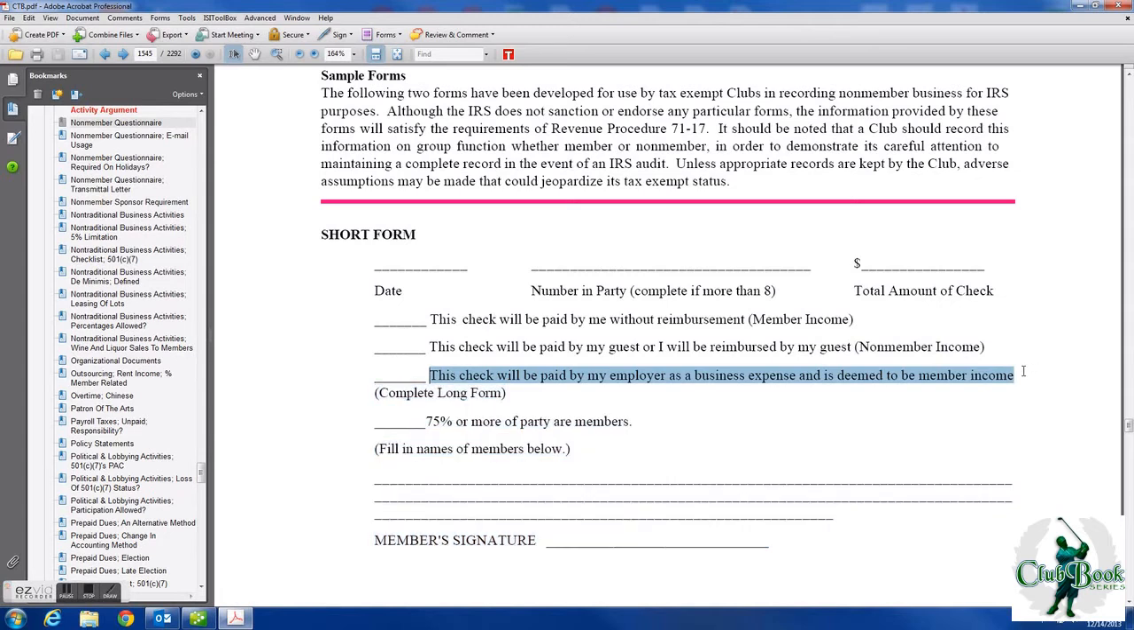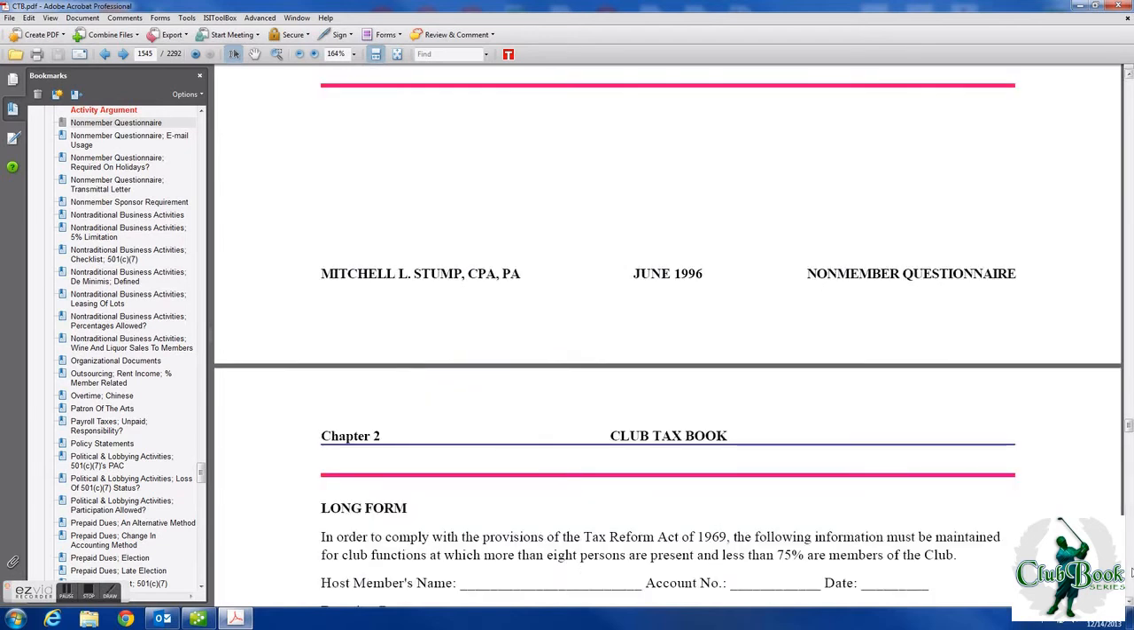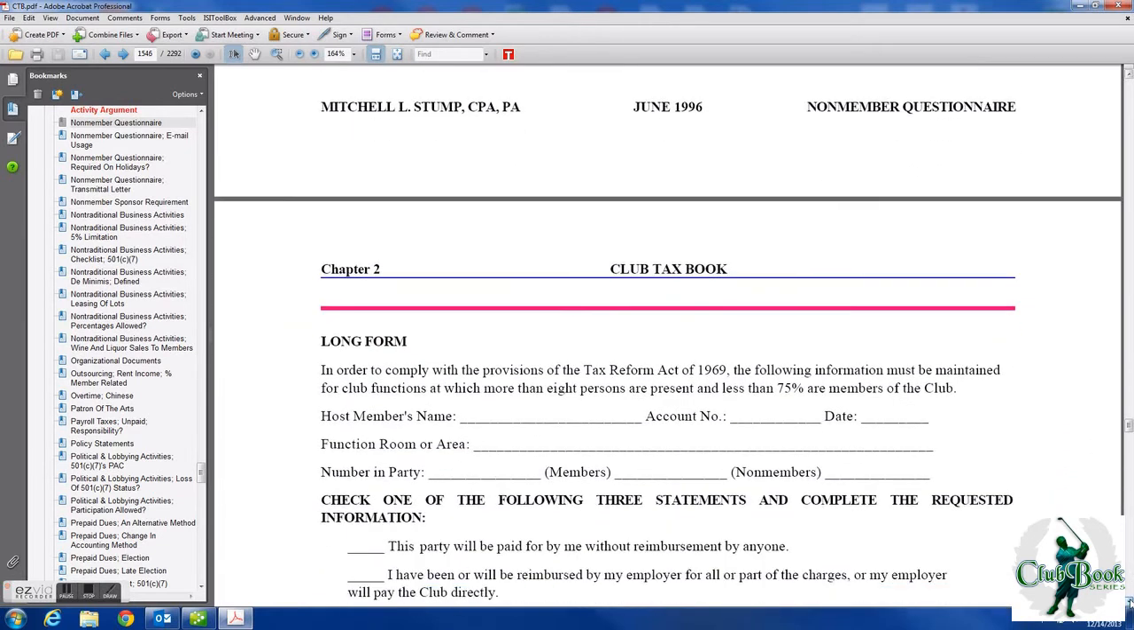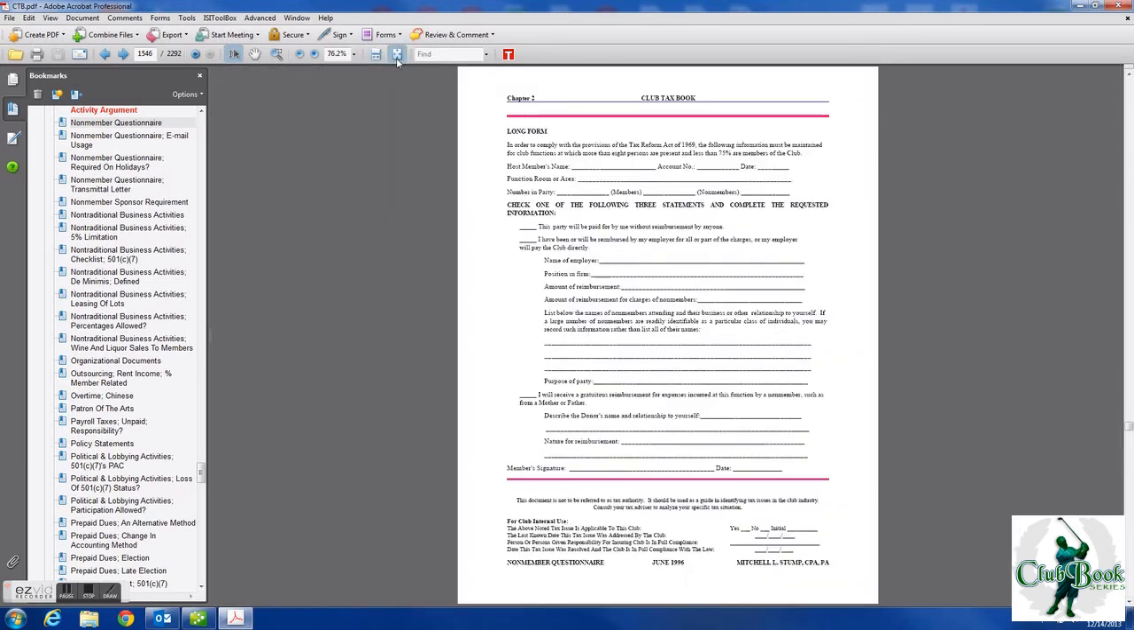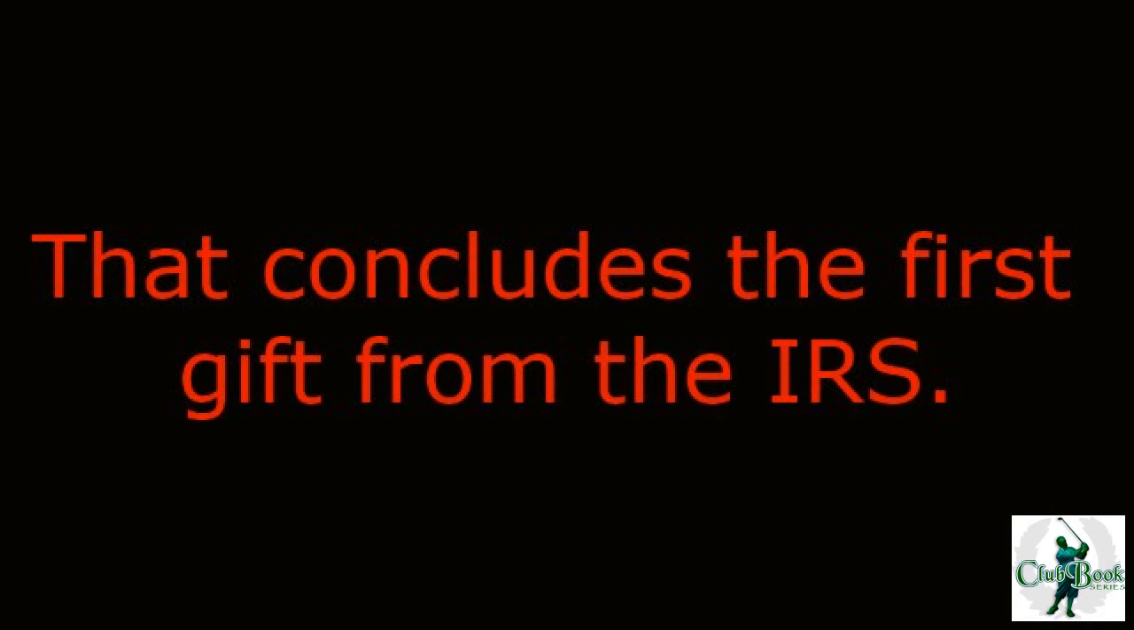And if there is a business check received and the party is more than 8, you're going to have to fill out the long form. And here's a copy of the long form. So that is in the club tax book. So make sure you follow this record keeping requirement. That concludes the first gift from the IRS.